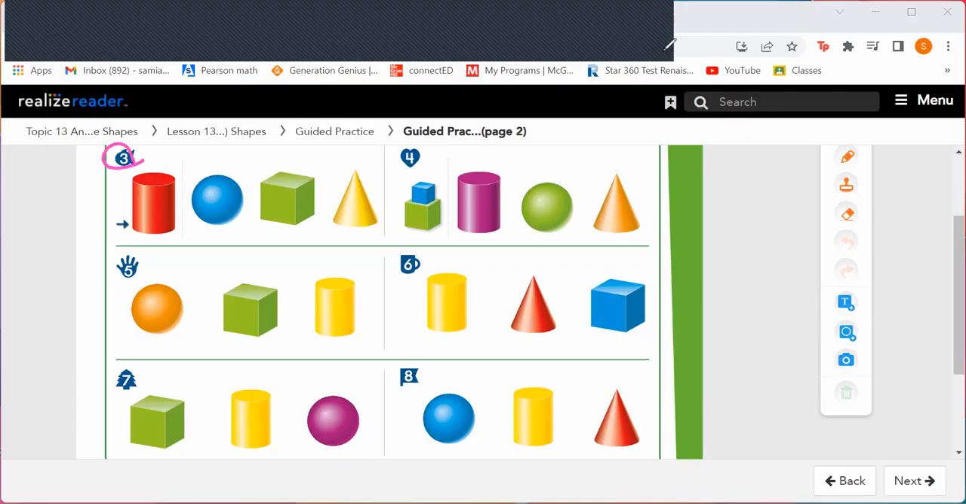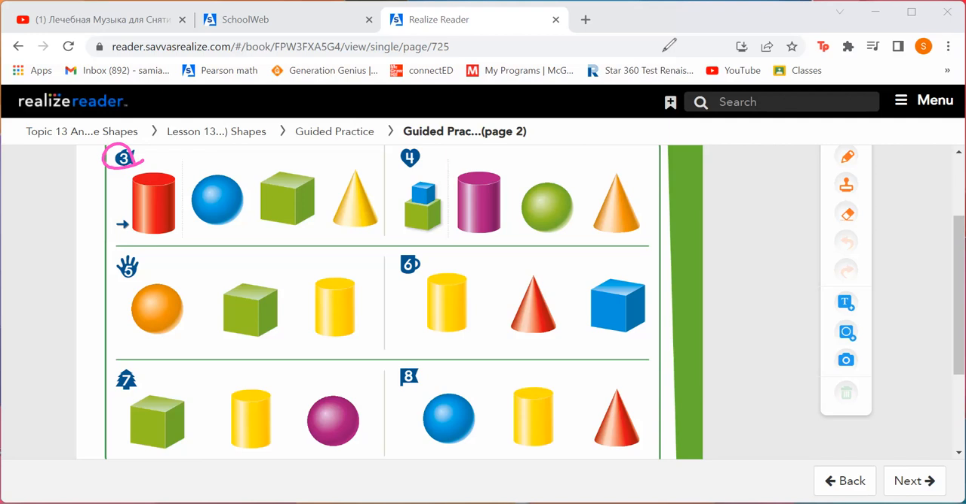All right, let's look at problem number 3. Look at the sliding solid figure on the left. So we're going to look at this figure. Then you're going to draw a circle around the other solid figures that slide. Let's look at the first one. Does this sphere slide? No, this sphere rolls.